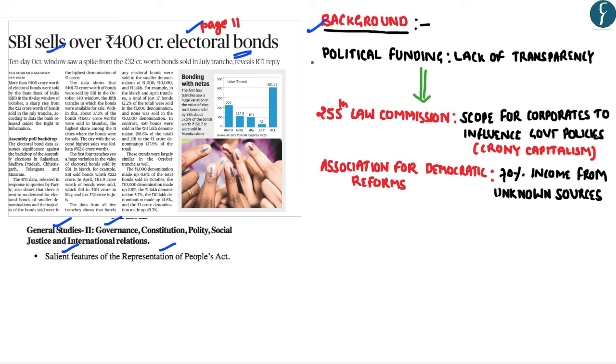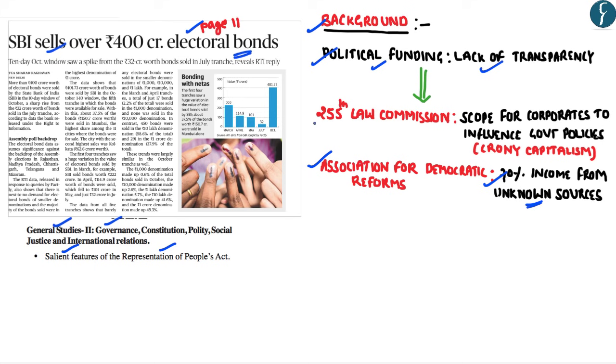As you know, the political parties in India accept donations from the individuals as well as corporates. However, one main problem with respect to political funding of elections in India is that there is lack of transparency with respect to these fundings. For example, according to data compiled by an NGO known as Association for Democratic Reforms, almost 70% of the income of the political parties comes from unknown sources.